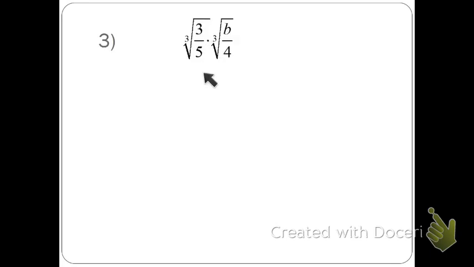So here I have the cube root times the cube root. Let's write it all as one cube root. So I have the cube root of 3b over 20. And don't forget that root. Okay? Don't forget that root.